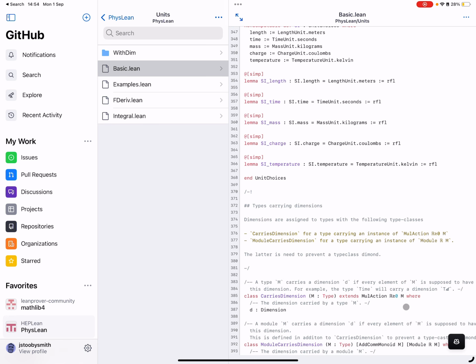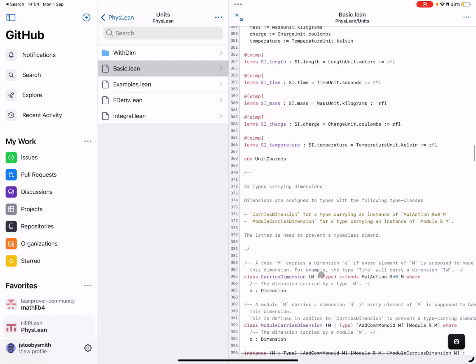So the way that types are going to carry dimensions within PhysLean, or the way that they currently carry dimensions within PhysLean, is this class carries dimension. So what does this say? This says we have a type M, and we're going to assume that terms of type M carry a dimension, and that dimension is going to be specified by this term of the class.